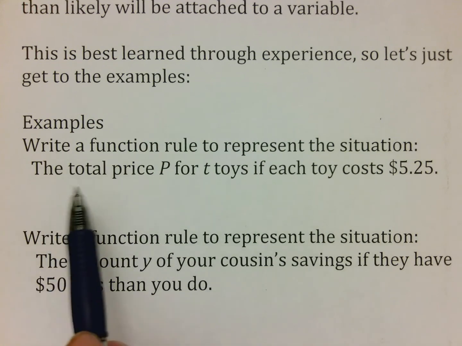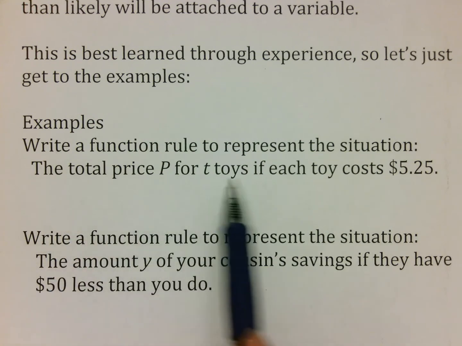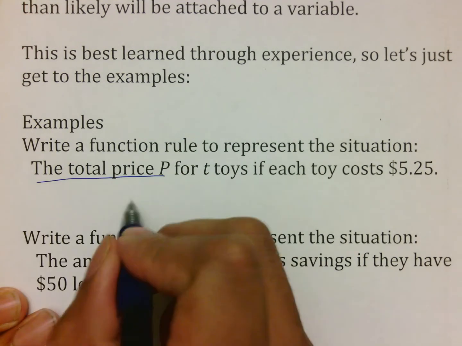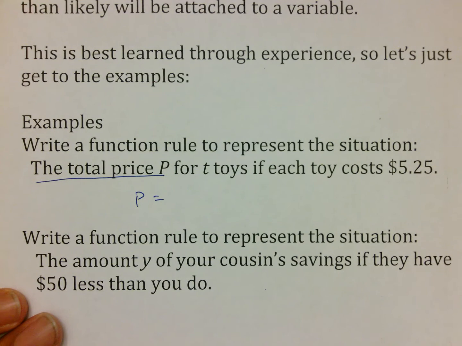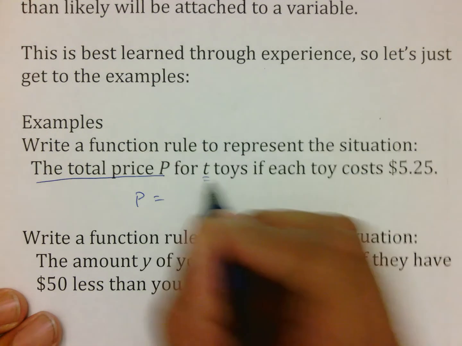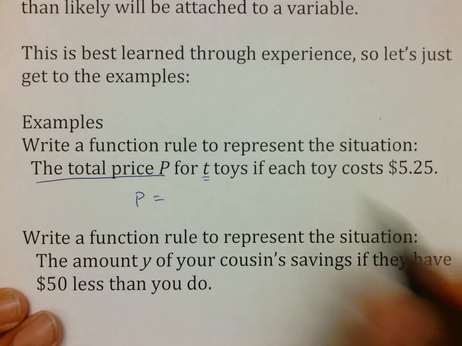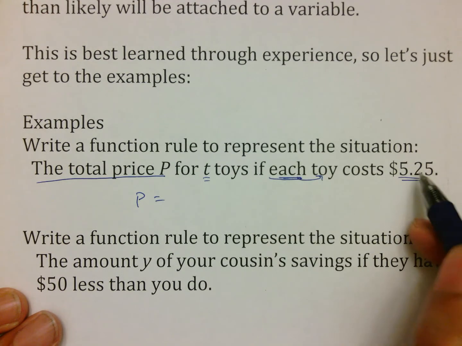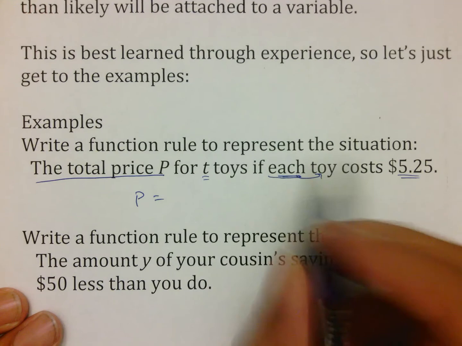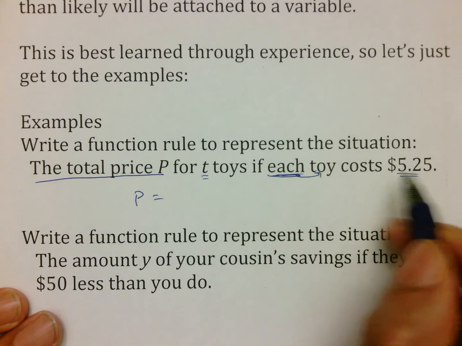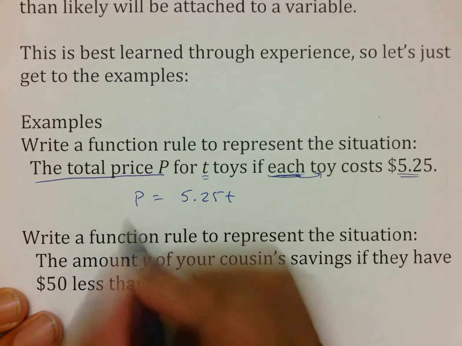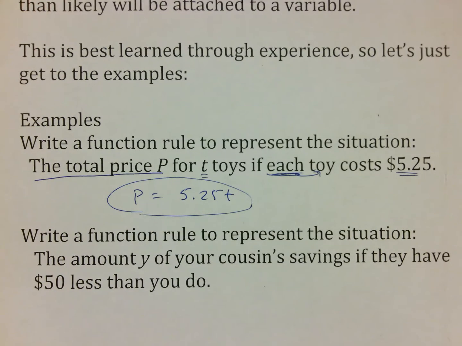It's going to say they want to know about the total price P for T toys if each toy costs $5.25. First off, the total price is P, and so the best thing to start off with is P equals. Second thing is they want us to use T, which represents toys, but again, the key word here is that each toy costs $5.25, which means that $5.25 is going to happen with every toy you purchase, and again, each means that you're actually going to be paying $5.25 for every toy, which means you should multiply, and so we want to do 5.25t, and that would be your function rule.